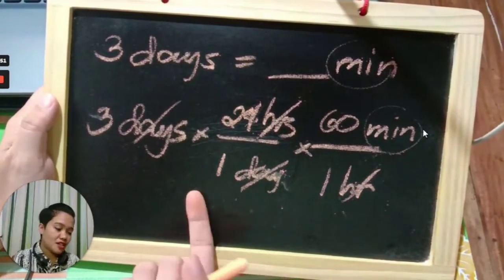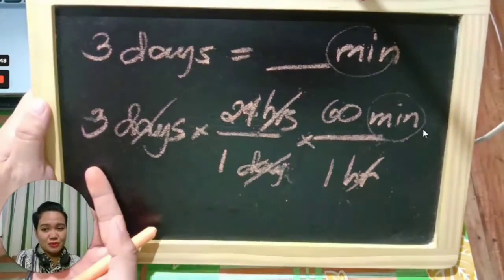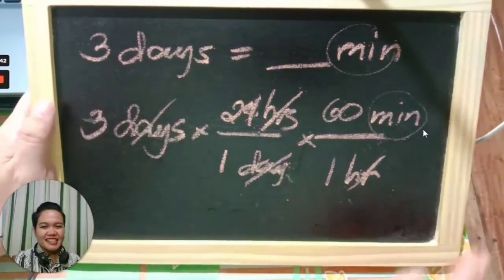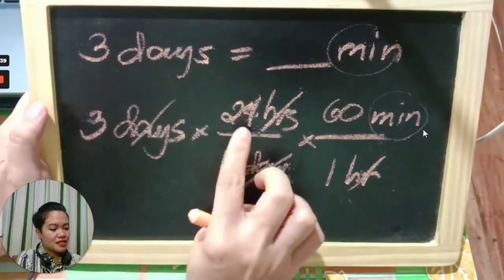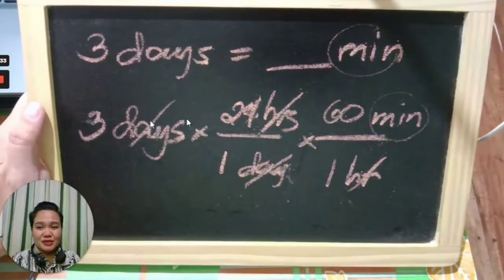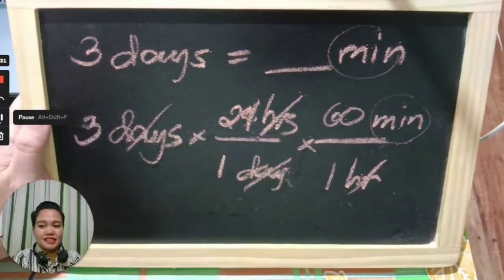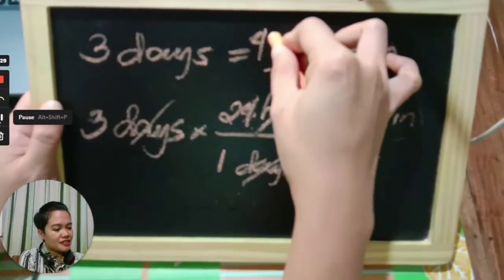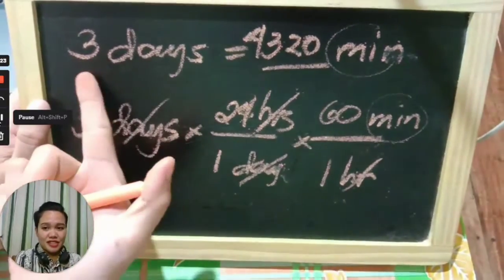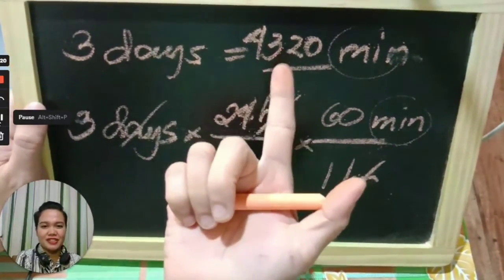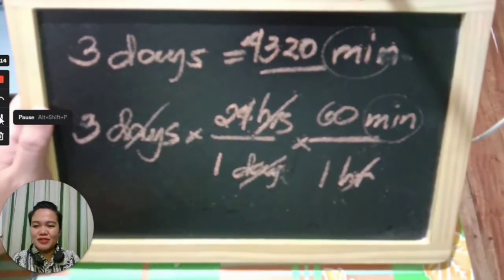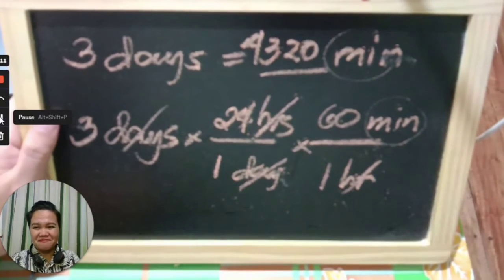If your denominator is 1, you just have to focus on the multiplication process of the whole number and these numerators. Okay, so let's start. 3 times 24 is 72, and 72 times 60 is equal to 4,320. Yes, so 3 days is equal to 4,320 minutes. Alright, and let's move on to the conversion of temperature.